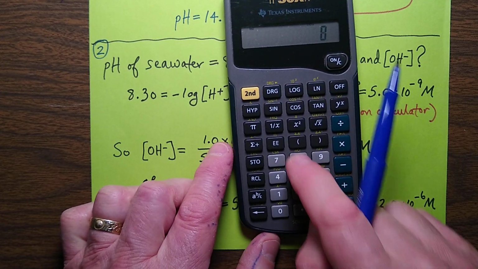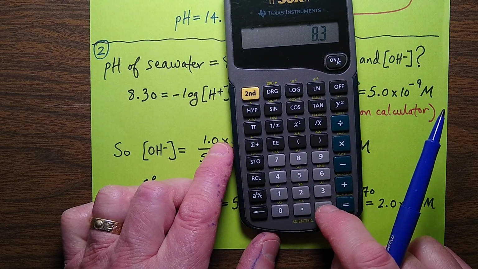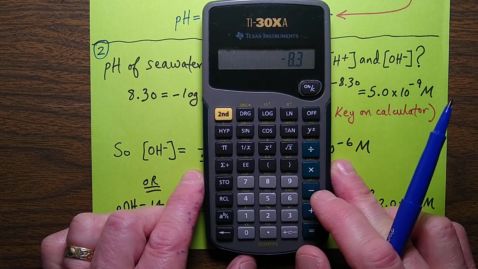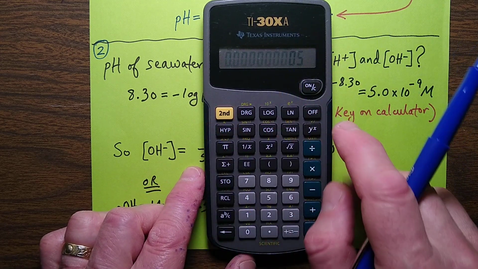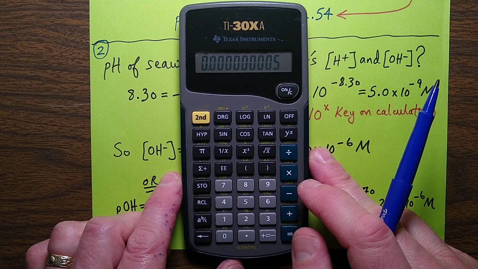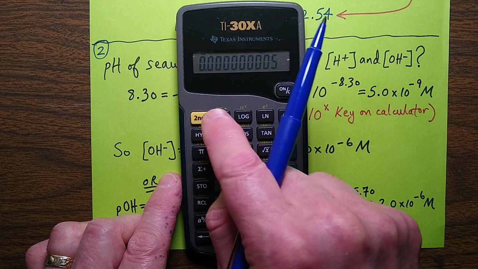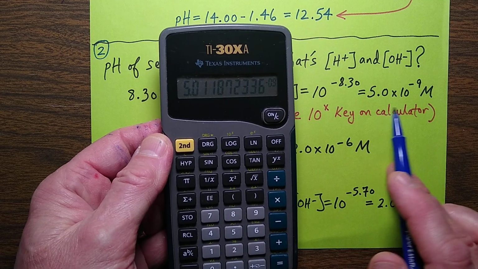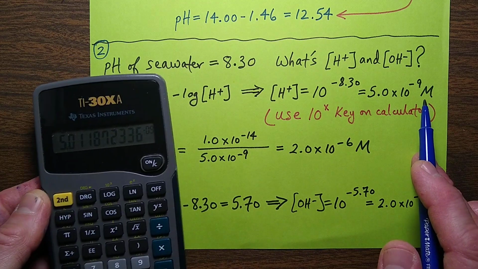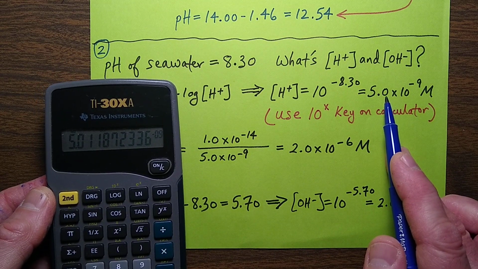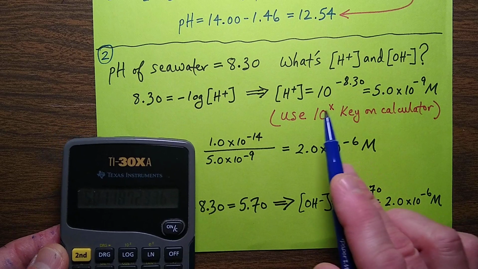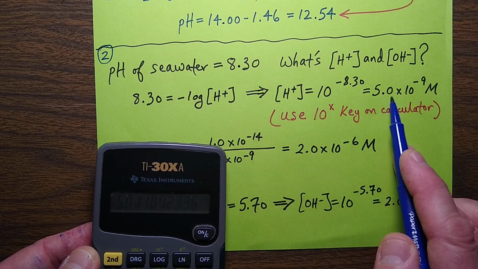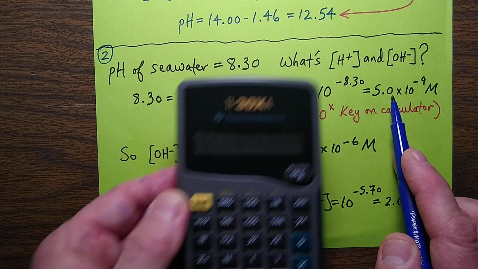So on my calculator, I'd go in 8.3. You've seen this many times, so hopefully it's redundant at this point. I enter the negative like that, and I take second LOG, and I get what looks like a nice round number, but you have to put it in scientific notation. So I go to scientific notation, I see 5.0 times 10 to the negative 9th. Why did I write it like that again? You should know the answer by now. I have 2 decimal places in my pH value, so I have to have 2 significant figures in my concentration.